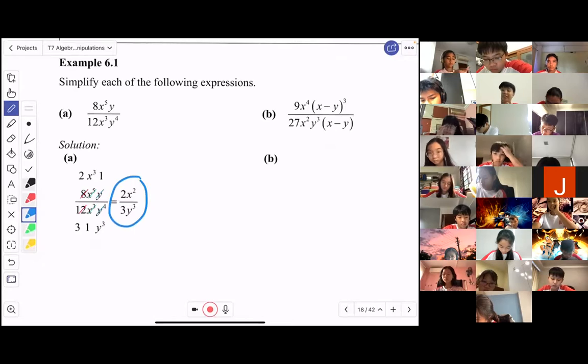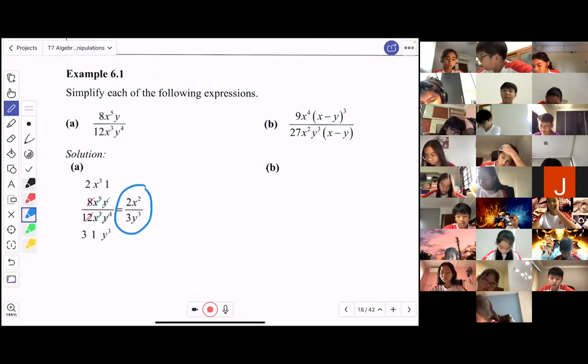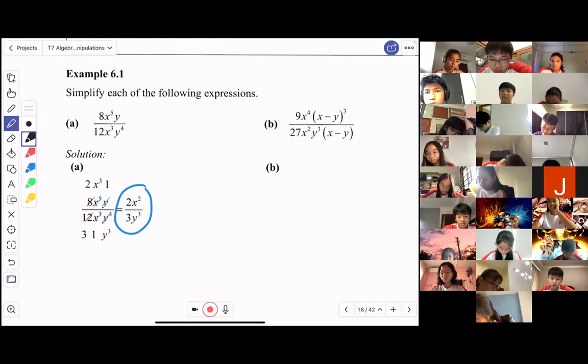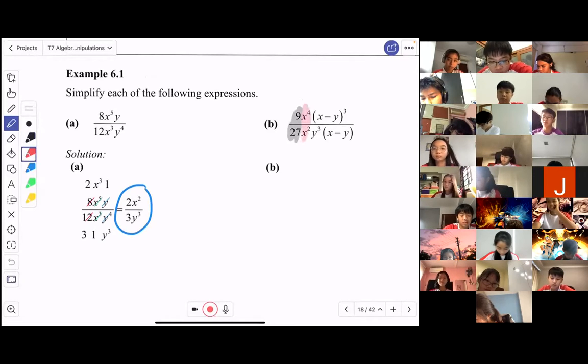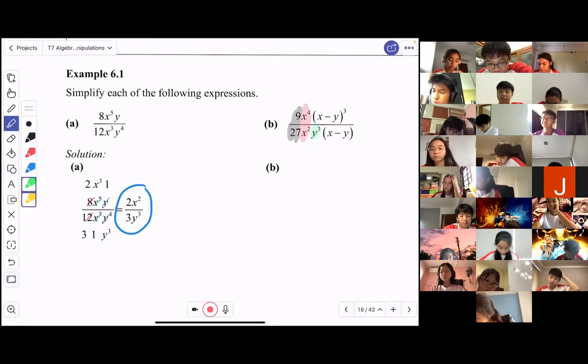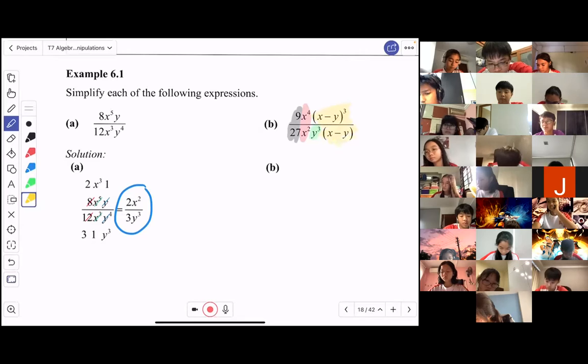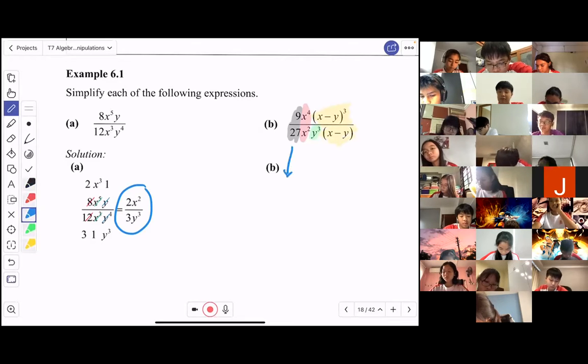For 6.1 part B, again I look at this portion. You can see x power 4, then there's y cube, then x minus y power 3. So you see, 9 over 27.